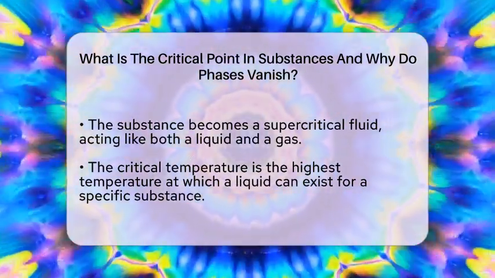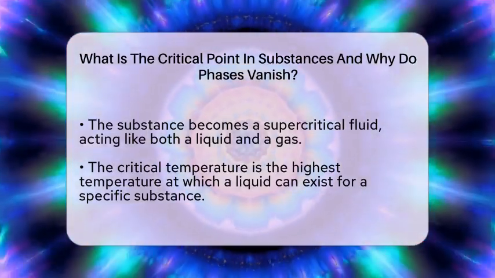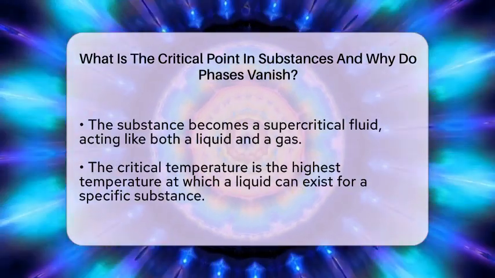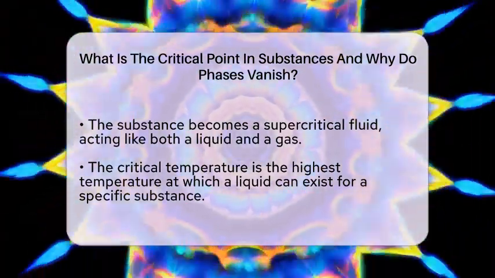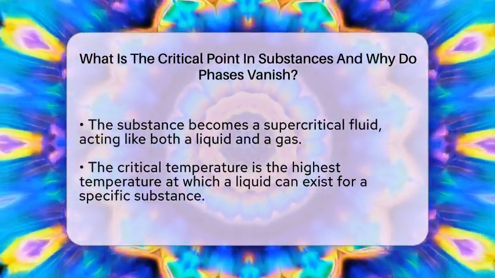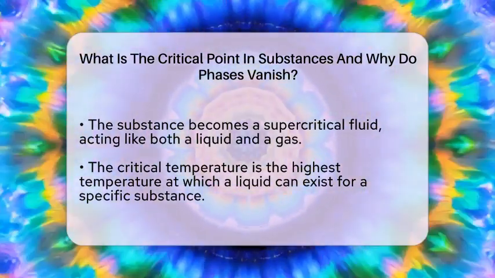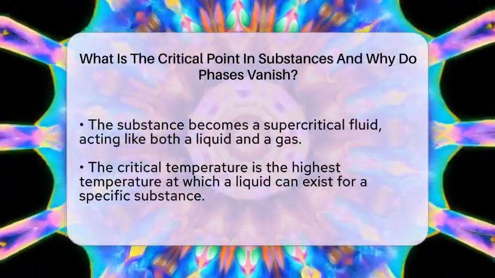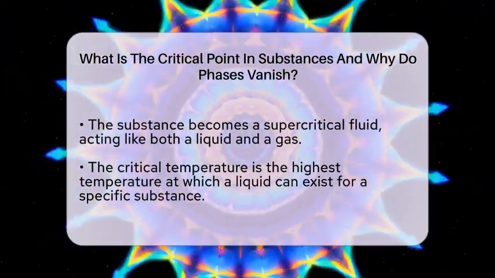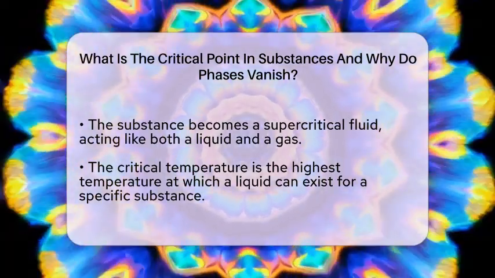The critical temperature is the highest temperature at which a liquid can exist for a given substance. If you go above this temperature, no amount of pressure will turn the gas back into a liquid. The critical pressure is the minimum pressure needed to liquefy a gas at the critical temperature. These two parameters are different for each substance because they depend on how strongly the molecules attract each other. Substances with strong intermolecular forces have higher critical temperatures and pressures.